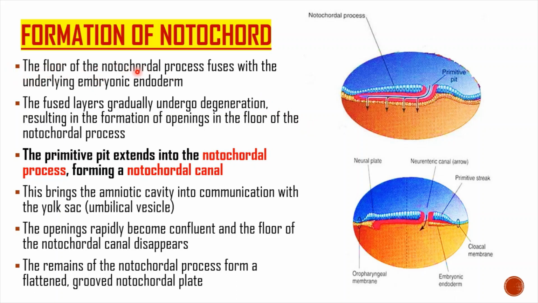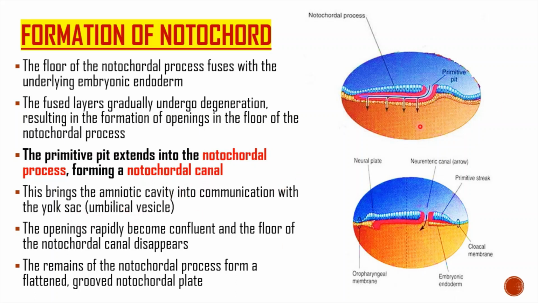The floor of the notochordal process fuses with the underlying embryonic endoderm here. And then the fused layers gradually undergo degeneration, resulting in the formation of openings in the floor of the notochordal process. The primitive pit extends into the notochordal process, forming a notochordal canal.